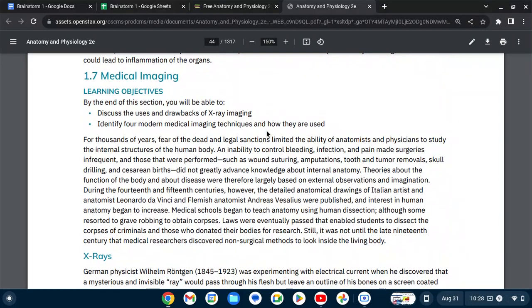1.7 Medical Imaging. Learning Objectives. By the end of this section, you will be able to discuss the uses and drawbacks of X-ray imaging, and identify 4 modern medical imaging techniques and how they are used.